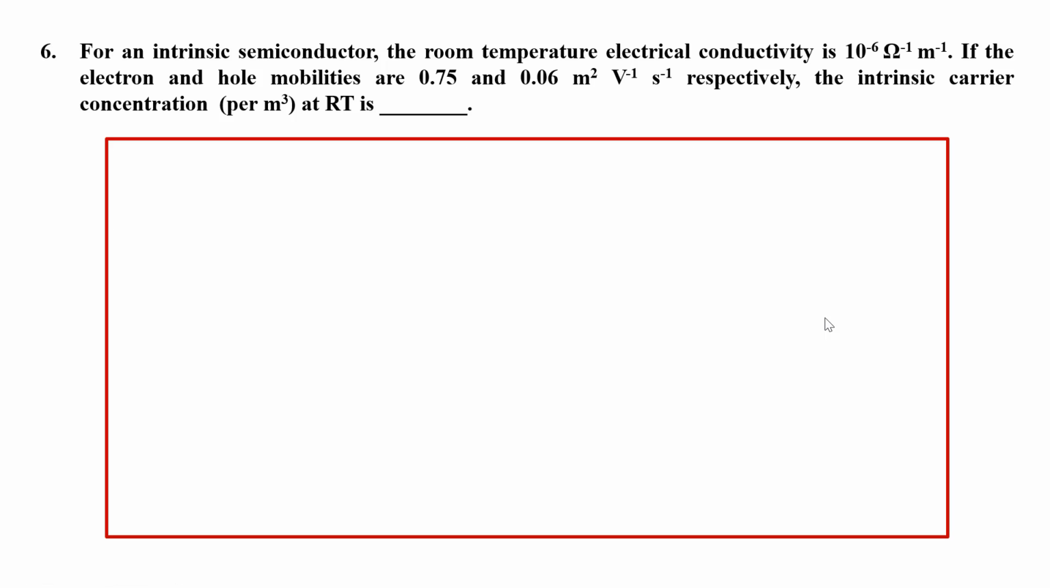For an intrinsic semiconductor, the room temperature electrical conductivity is given as 10 power minus 6 ohm inverse meter inverse. If electron and hole mobilities are 0.75 and 0.06 meter square volt inverse second inverse, then the intrinsic carrier concentration per meter cube, your Ni value, has to be found out. It is an intrinsic semiconductor. There are only thermally created electrons and holes. No additional dopants are there. Conductivity value is given to you. Then electron and hole mobilities are also given to you. You have to find the value of Ni at room temperature. So it's a very straightforward question. So you can try now.